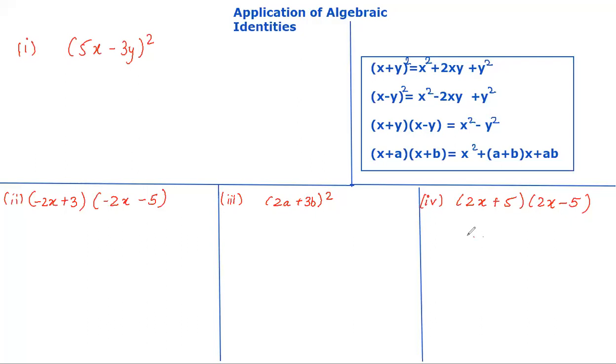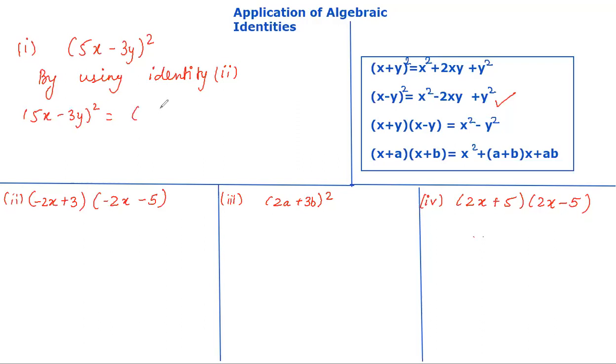Now let us start with the first example over here. Here we have 5x minus 3y the whole square. So here you can see that a square is to be done. So we can use the first or the second identity. But here we have a minus sign, so we have to use the second identity. So we can write, by using identity 2, or simply you can write the identity also, right? We can evaluate this as 5x minus 3y the whole square.